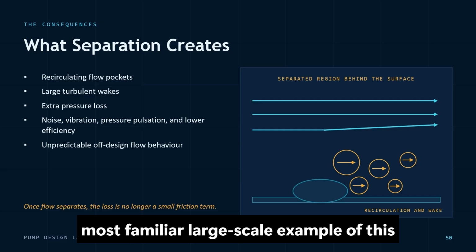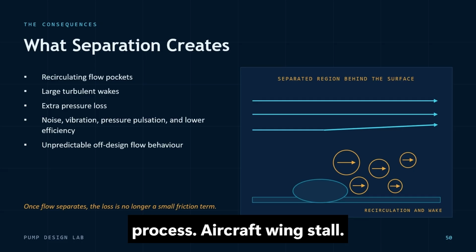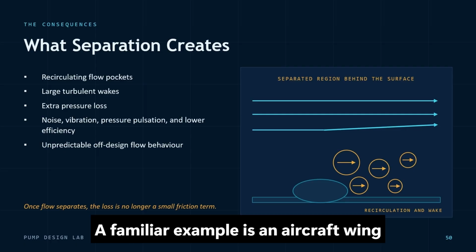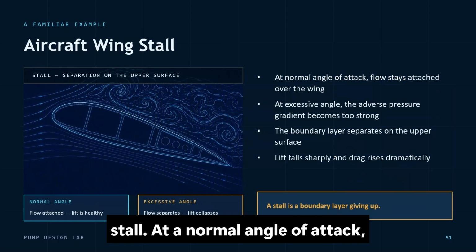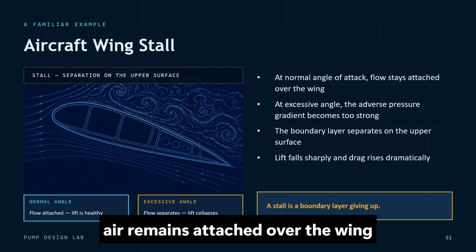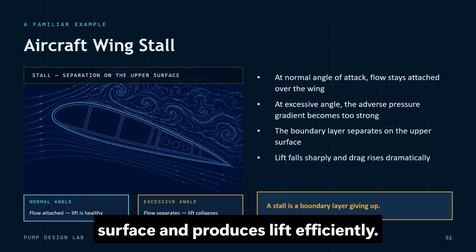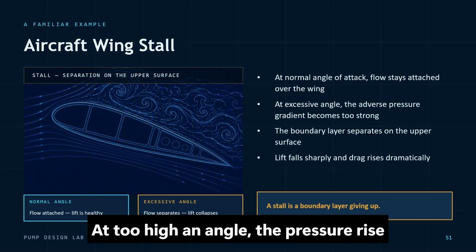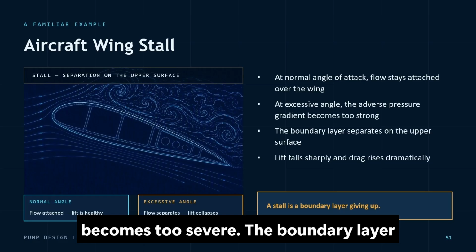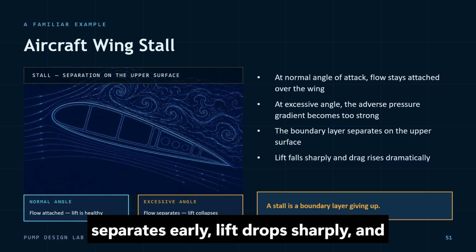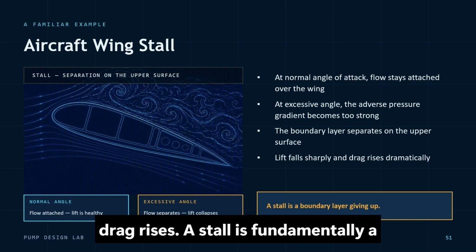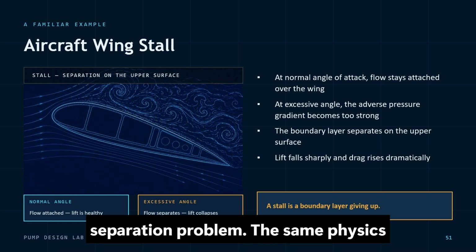Aircraft wings provide the most familiar large-scale example of this process. Aircraft wing stall. At a normal angle of attack, air remains attached over the wing surface and produces lift efficiently. At too high an angle, the pressure rise over the rear part of the upper surface becomes too severe. The boundary layer separates early, lift drops sharply, and drag rises. A stall is fundamentally a separation problem.